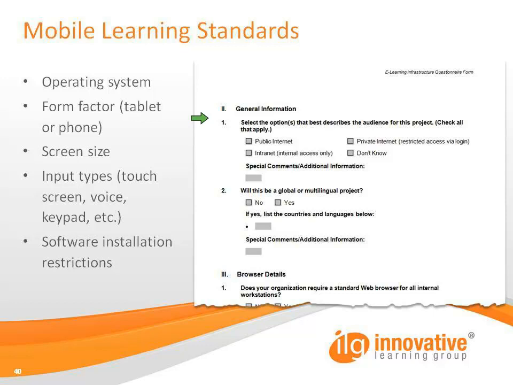And on the right-hand side of the screen, you're seeing a part of our general learning infrastructure questionnaire that we use to find out about learning infrastructure for any given project that we're getting ready to undertake. On the left-hand side, the bullets are some factors to consider in your mobile learning standards particularly. So your operating system: is it iOS or Android or Windows or BlackBerry or something else? The form factor: is it a phone or a tablet or a phablet or all of these? The screen size. Even within a certain form factor, the screen size could vary widely. The input types.